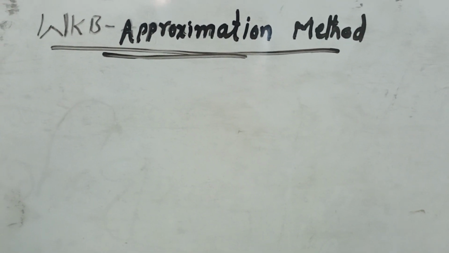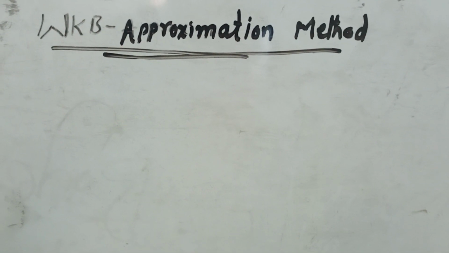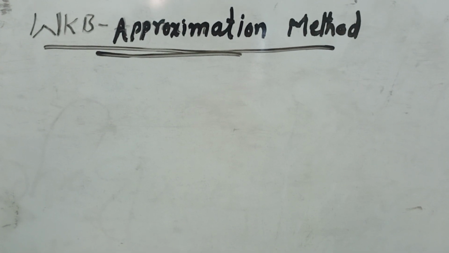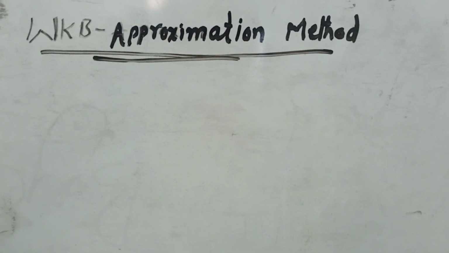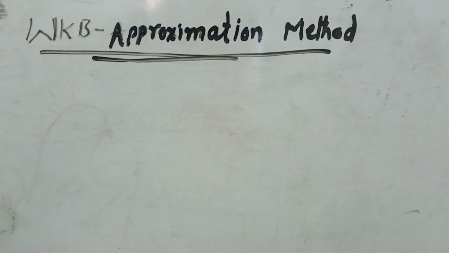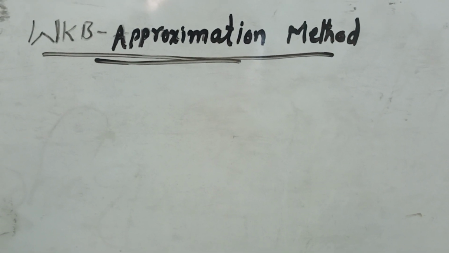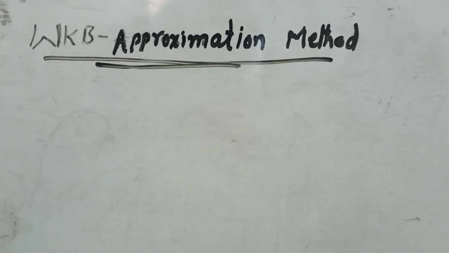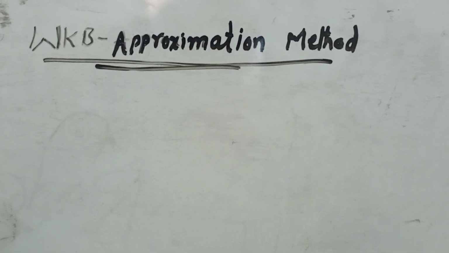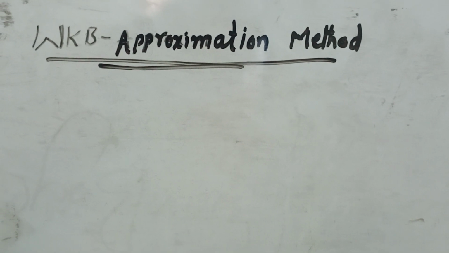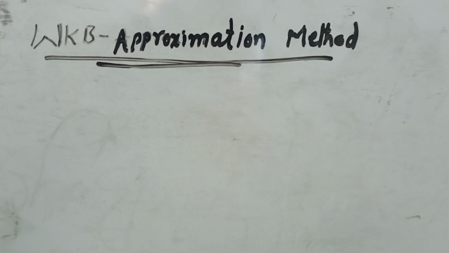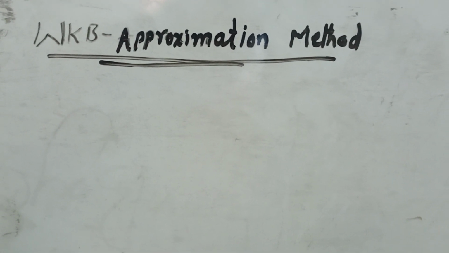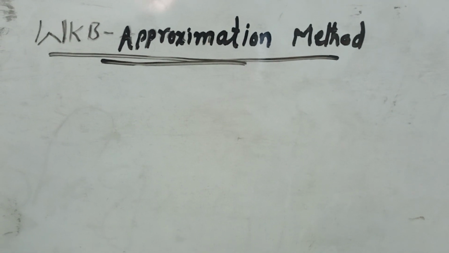Today we are going to discuss the WKB approximation method. This topic is from Griffiths book, chapter number 8. The WKB approximation method consists of three things: WKB, and then approximation, and then method.